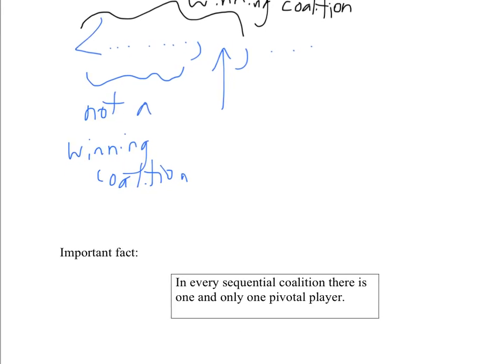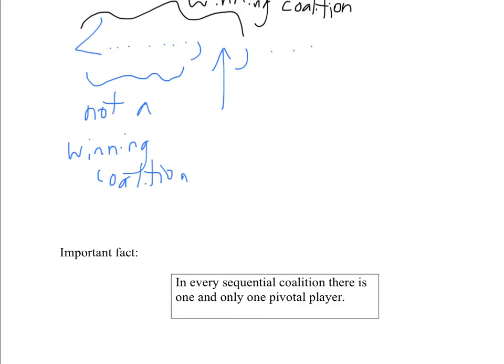Now it's important that in every sequential coalition, there is one and only one pivotal player. That is different from the situation with winning coalitions. When we were doing the Banzhaf analysis before, there were some winning coalitions that had no critical players. Some of them had everyone in the coalition critical.